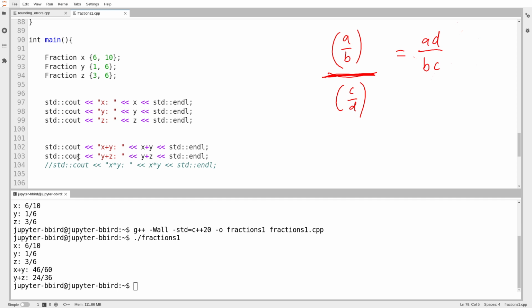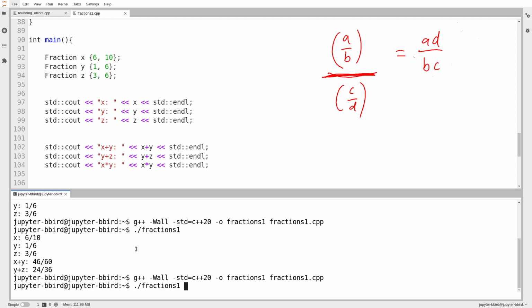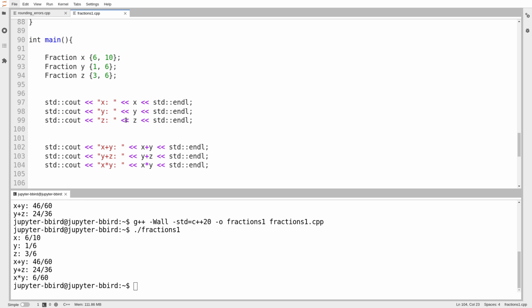There are only tests for a few of them. We're going to come back to this in previous examples and see some of the other operators. And of course, you can add your own. Look at the posted code. And now it compiles, and let's see. So x times y. Okay, so x times y would be what? It would be 6 over 10 multiplied by 1 over 6, which should be 6 over 60. Not in lowest terms, but that is the correct answer, and we can see that's the answer here as well.